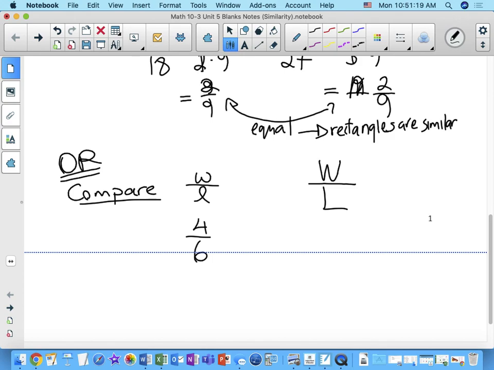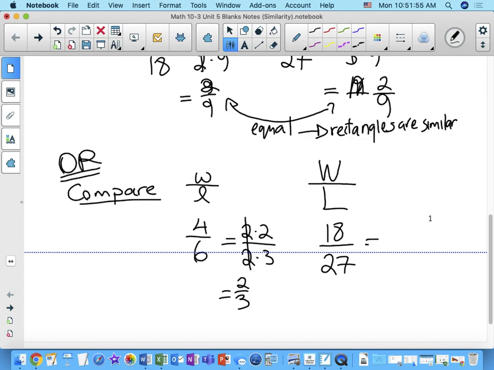And this one, for the big one, was what? 18 over 27. Okay. Well, if we reduce these as well, these are both divisible by 2. So 4 is 2 times 2 over 6 is 2 times 3. Okay, and these cancel. And we're left with 2/3.